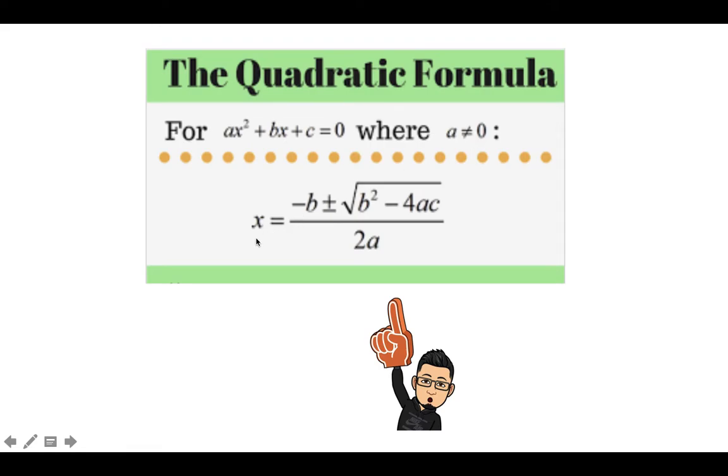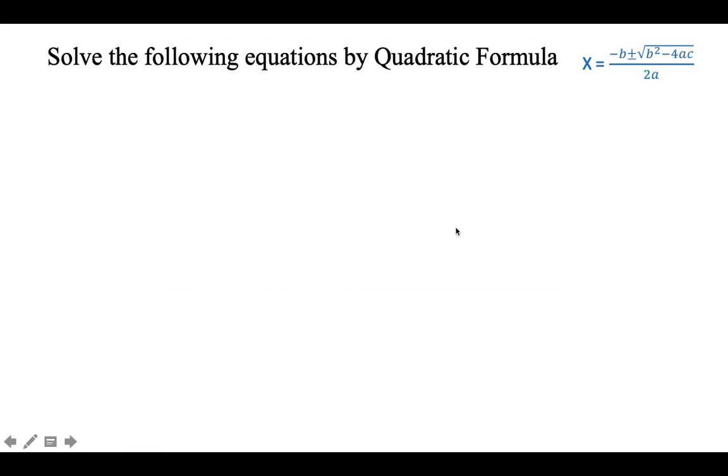And our quadratic formula is x is equal to negative b plus or minus the square root of b squared minus 4ac, all over 2a. Now, how are we going to use this formula in solving a quadratic equation? So, take this given: x squared minus 8x plus 12 is equal to 0. Step 1 is to lay down all the values of a, b, and c.